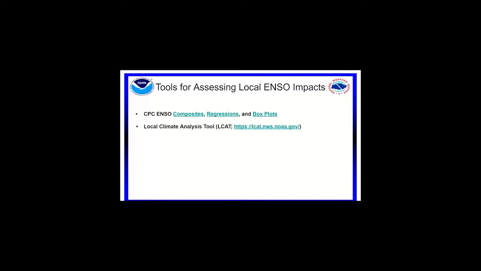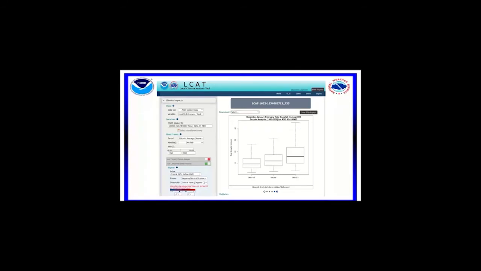And the second tool is the Local Climate Analysis Tool, or LCAT. So here's the website here, if you're not familiar with it or haven't registered yet. Sorry, I had to take a drink of water. I just want to show a cool example of that.